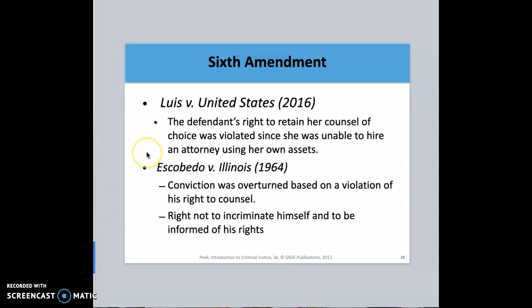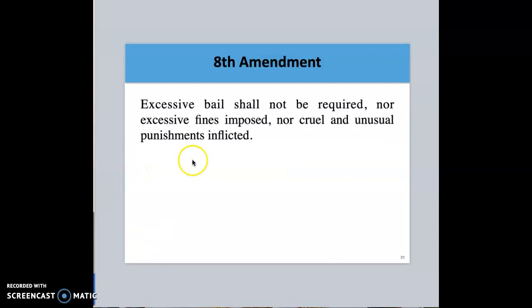Some more cases on the Sixth Amendment dealing with the right to counsel. So again, you can take a look at these. They're all in your textbook as well. And then the Eighth Amendment, which I'm not going to spend too much time on yet because we'll talk about that as a separate topic. It has to do with excessive bail, but more importantly, it has to do with cruel and unusual punishment and typically the death penalty. We have a segment coming up where we talk about the death penalty.